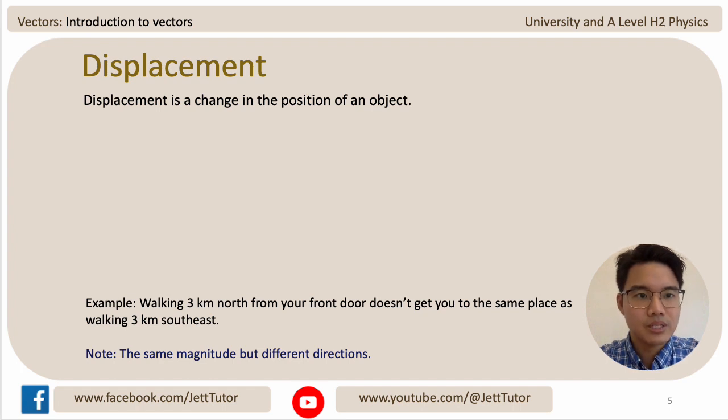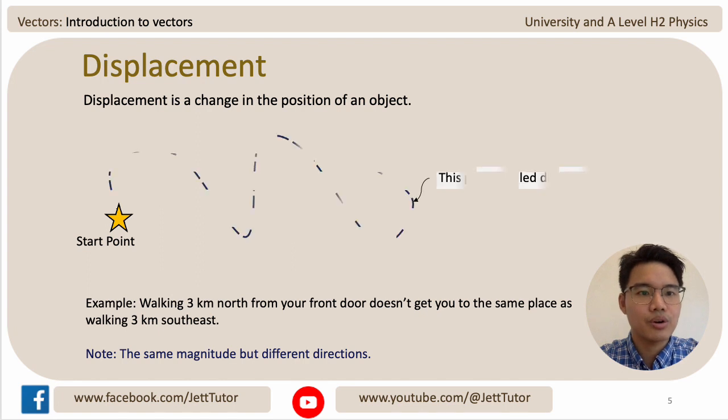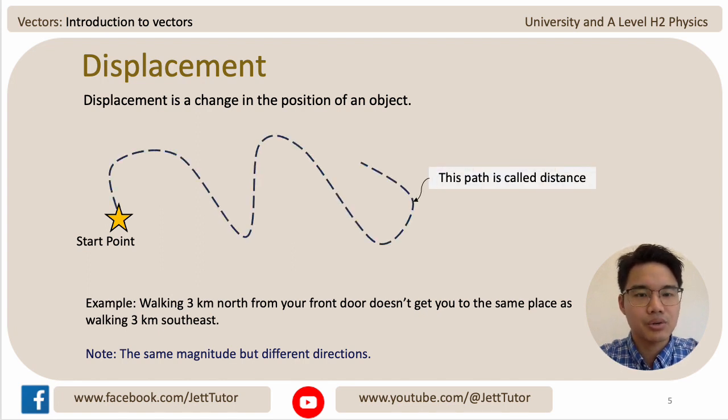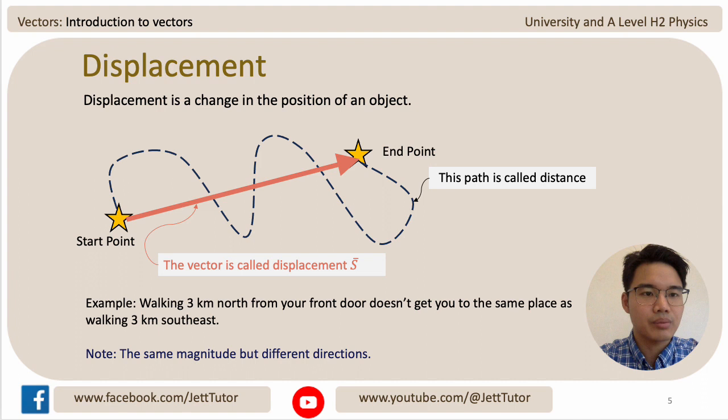Let's talk about displacement. Displacement is also a vector. Displacement is a change in the position of an object. From the start point, we walk. The dashed black line is called the distance quantity. So what is the displacement in the picture? It is a vector from the starting point, the tail of the vector, to the end point, the head of the vector. This is called displacement, or S bar.